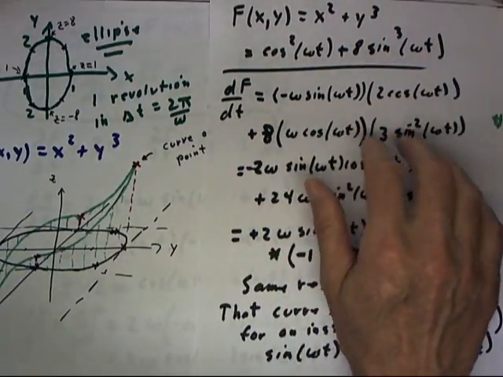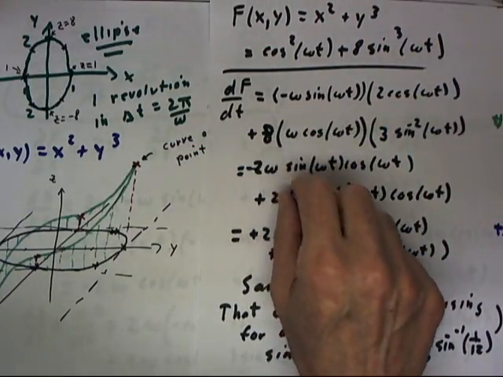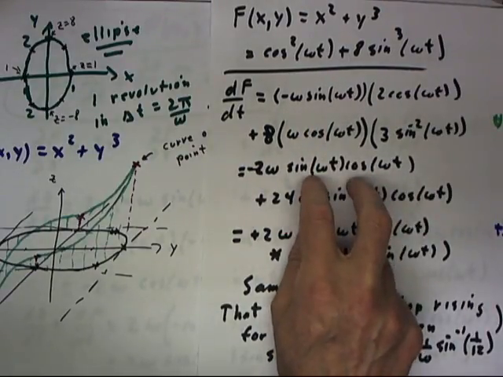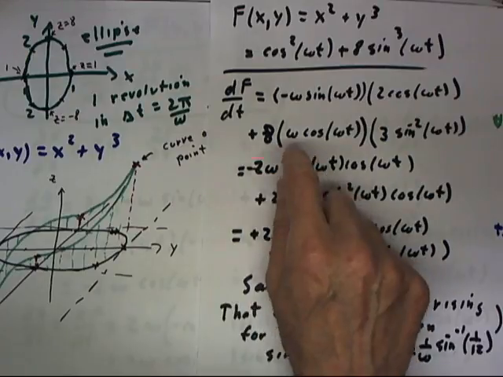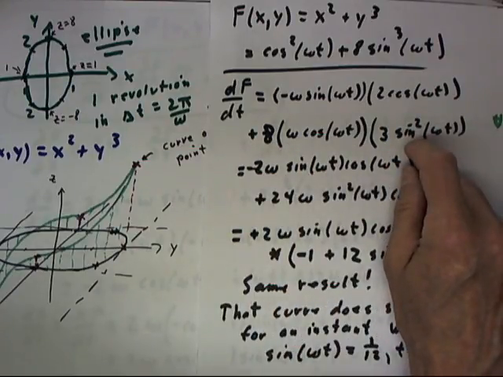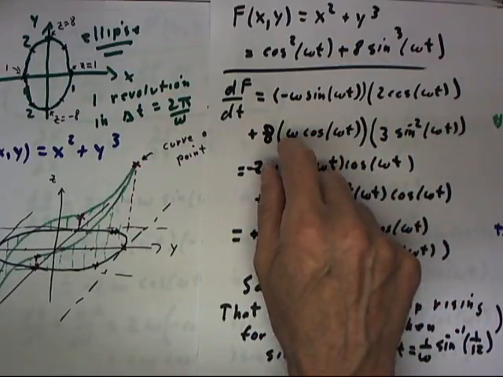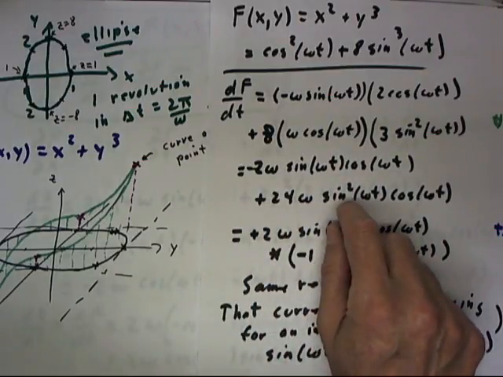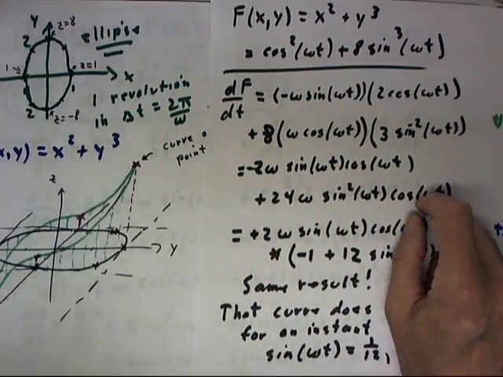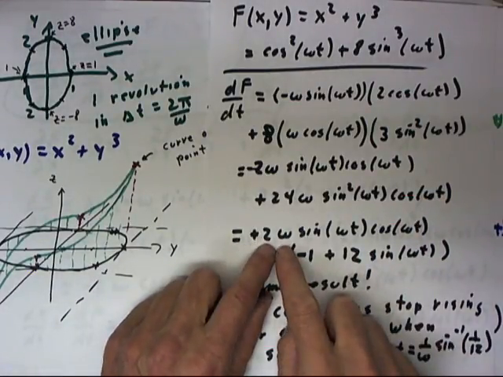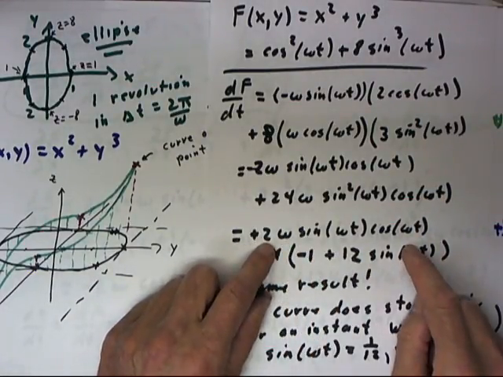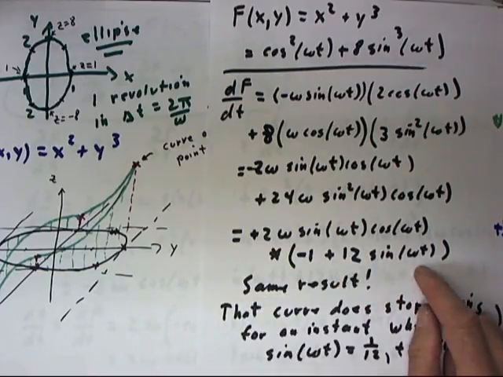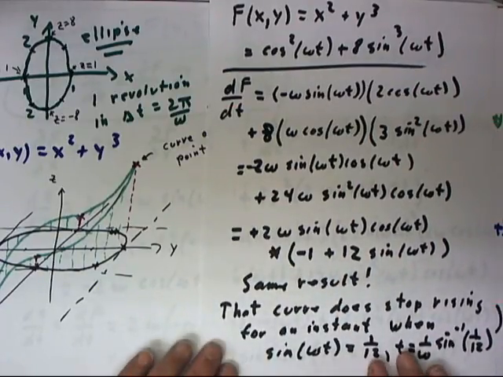And now the simplification becomes very straightforward. We're going to have a negative 2 omega, a sine and a cosine of omega t. And we're going to have an 8 cosine times the sine squared of omega t and times the 3 omega. That's going to give us a 24 omega times the sine squared cosine. We factor out the 2 omega sine cosine, and by darn, we still get a negative 1 plus 12 sine of omega t. Same result.